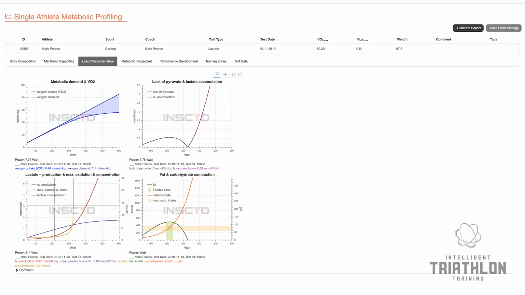On the bottom left-hand side, we have lactate production, maximum oxidation rates, and concentration. Let's start with the yellow one. It's not quite the same as a lactate curve. Have you ever done a step test where they take a blood lactate at the end of each stage? It's similar but not quite the same. What this represents is what would happen to the blood lactate if you maintained that intensity, power output, or running speed for a long period of time.